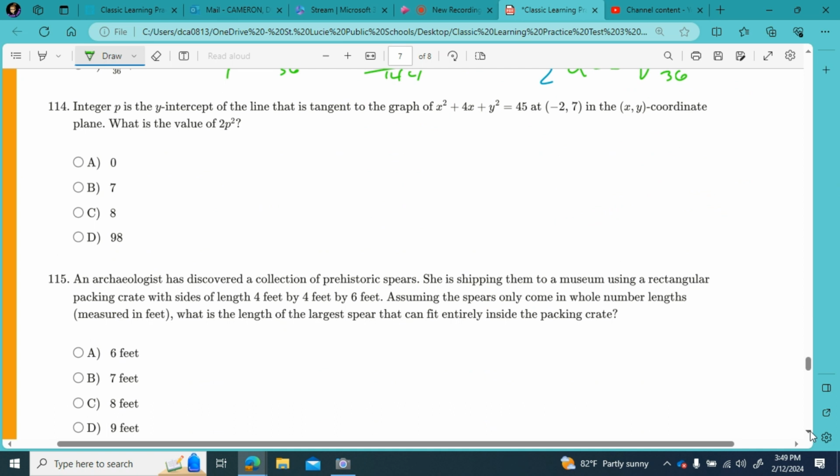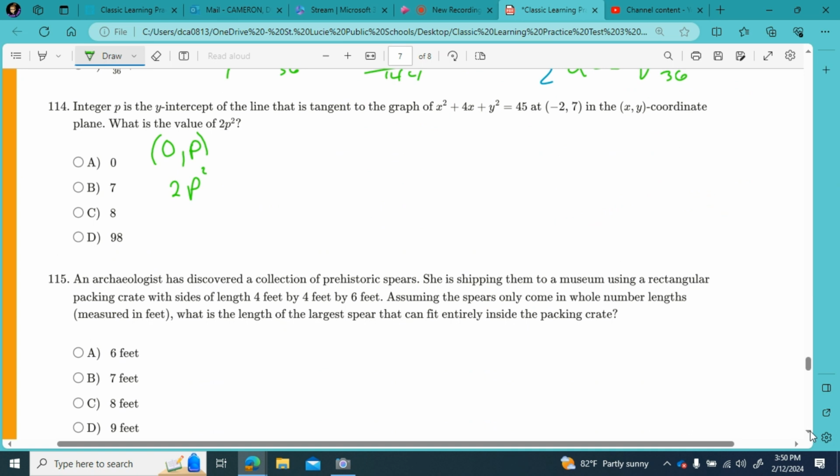So right here, p is the y-intercept of our tangent line. Okay, so our y-intercept. So when x is 0, what is y? And then we've got to say 2p squared, and then find our answer here.